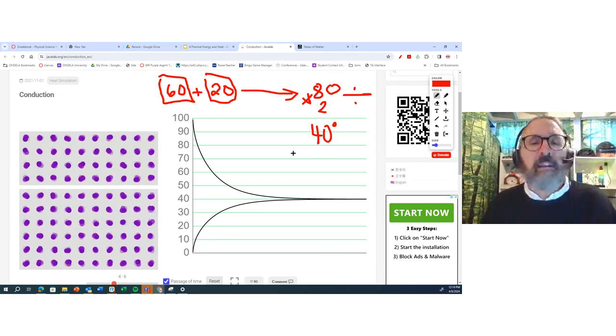Right? So again, the main idea here, warm goes to cooler, and they have an equilibrium where they become the same temperature. The kinetic energy is similar. So you can see that they're all moving at the same rate at this point. Okay.